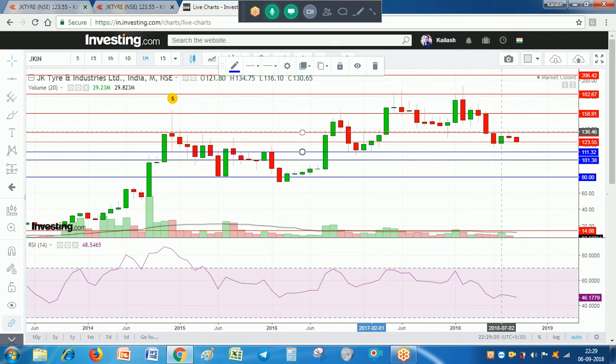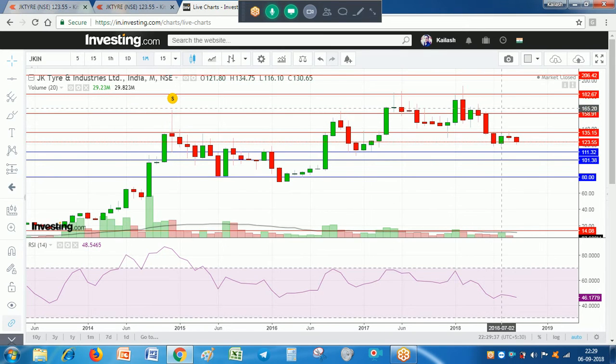I am telling all this about a positional trade, friends, because I am telling you these levels on the monthly chart. So these levels are for a positional trade, or a short-term positional trade, because it would take time to cross these levels.